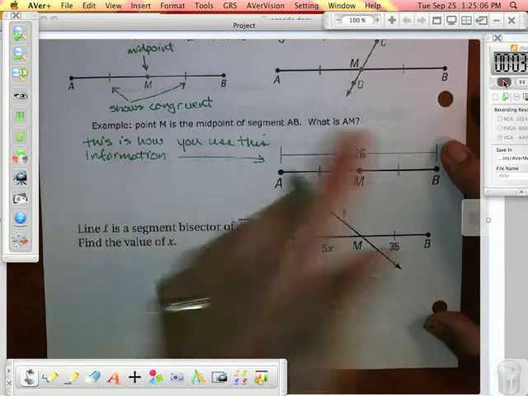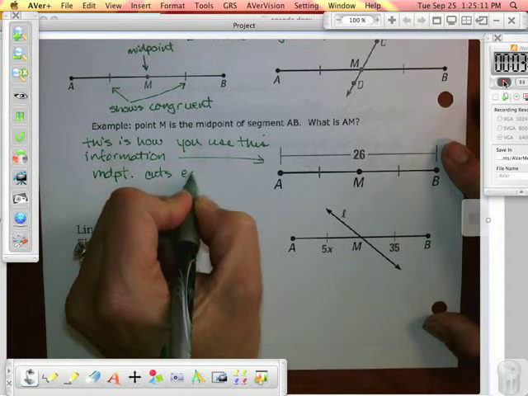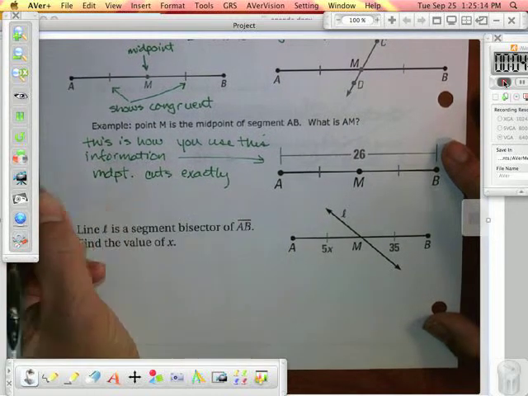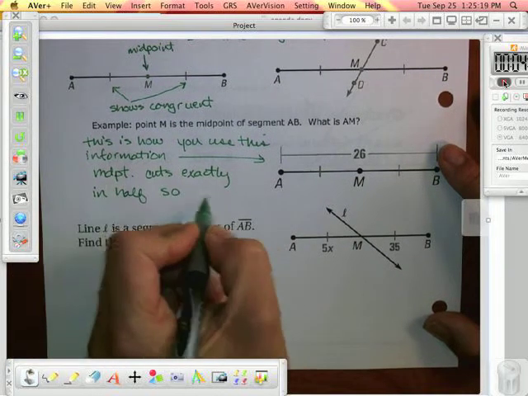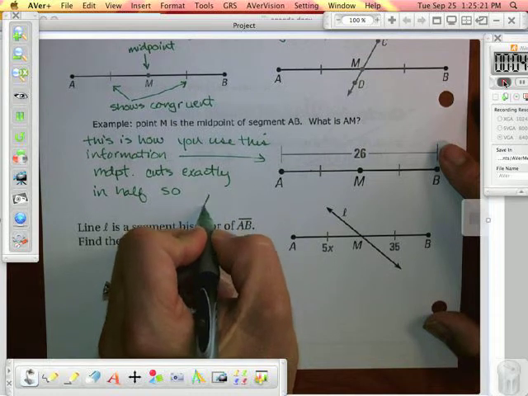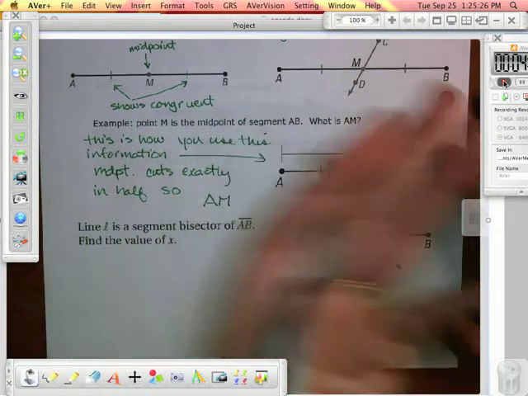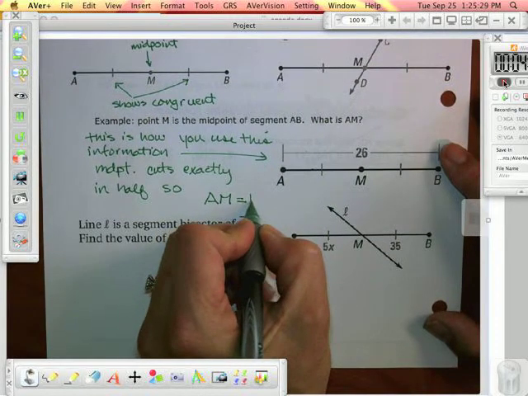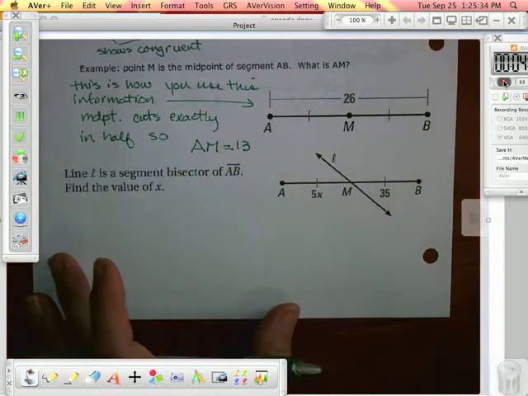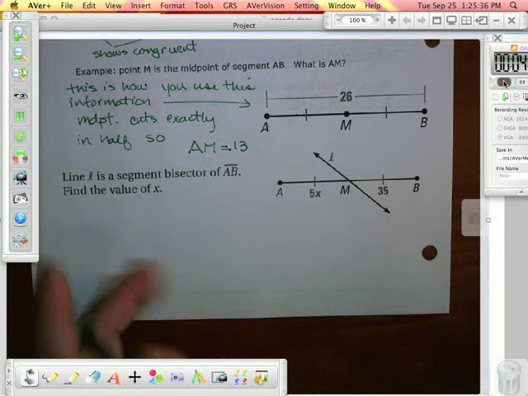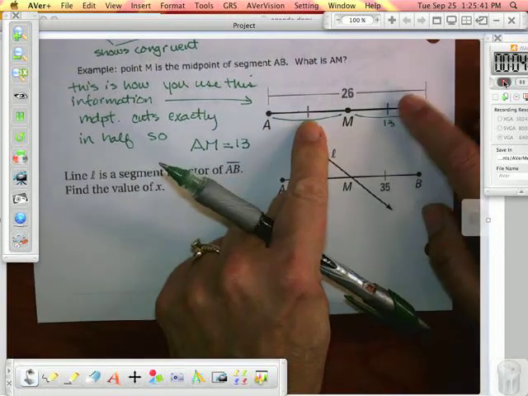Okay? The midpoint, I'm going to abbreviate midpoint, cuts exactly in half. So be careful when you write this. AM, do not put the line over it because I'm talking about the length of this piece. AM is 13. This would be 13, and that would be 13. And I know they're congruent because of the hash marks there.